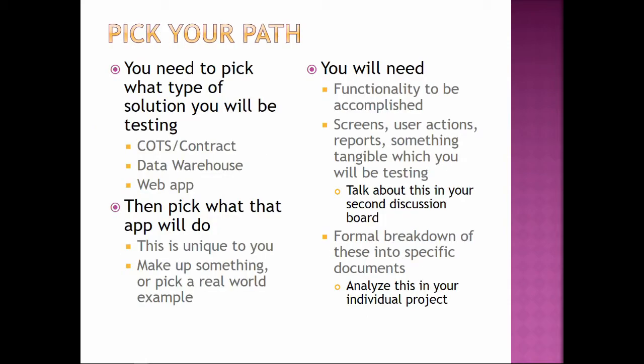And so the assignment talks about picking your path, where you can pick a commercial off the shelf. That's what COTS means, or a contract software. You can do something in a data warehouse world, or more simply a web app, which can include mobile phone apps these days or things like that. This gives you some baseline to run with, and it aligns from the book and the types of different testing they talk about. But what's most important is picking something that's interesting to you and that you know and relate to.